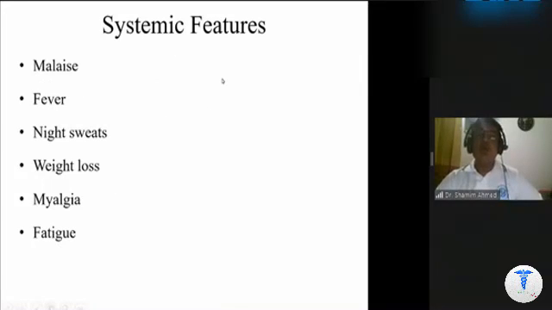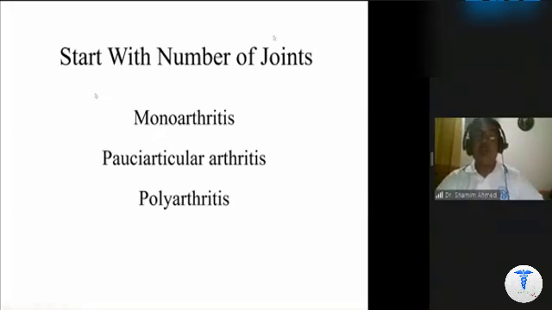Now, we should also search for systemic conditions like malaise, fever, night sweats, weight loss, myalgia, and fatigue. All these are more common in inflammatory arthritis. Now, we should count the number of joints involved, whether the patient presents with monoarthritis, oligoarticular arthritis, or polyarthritis.